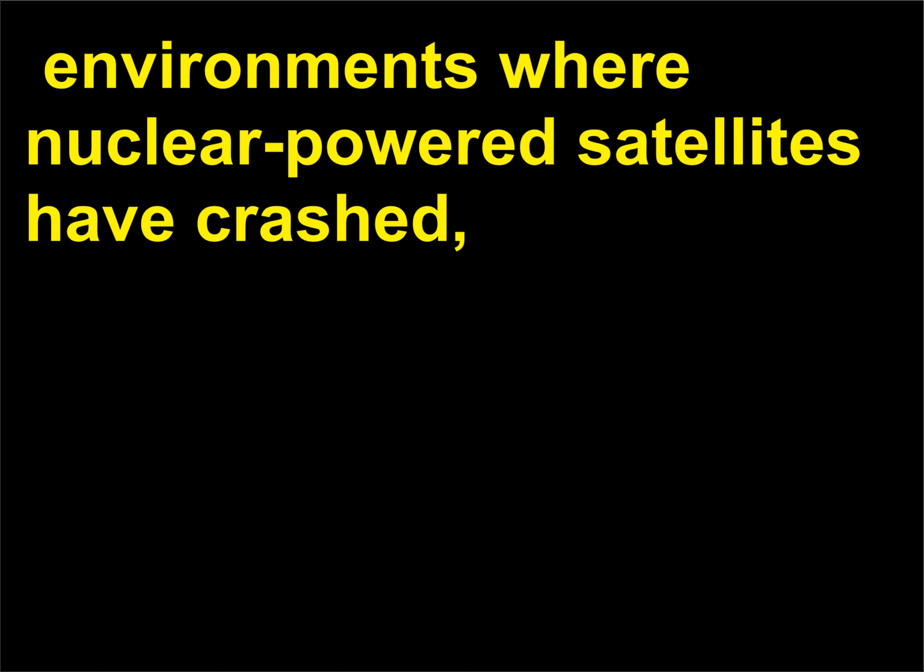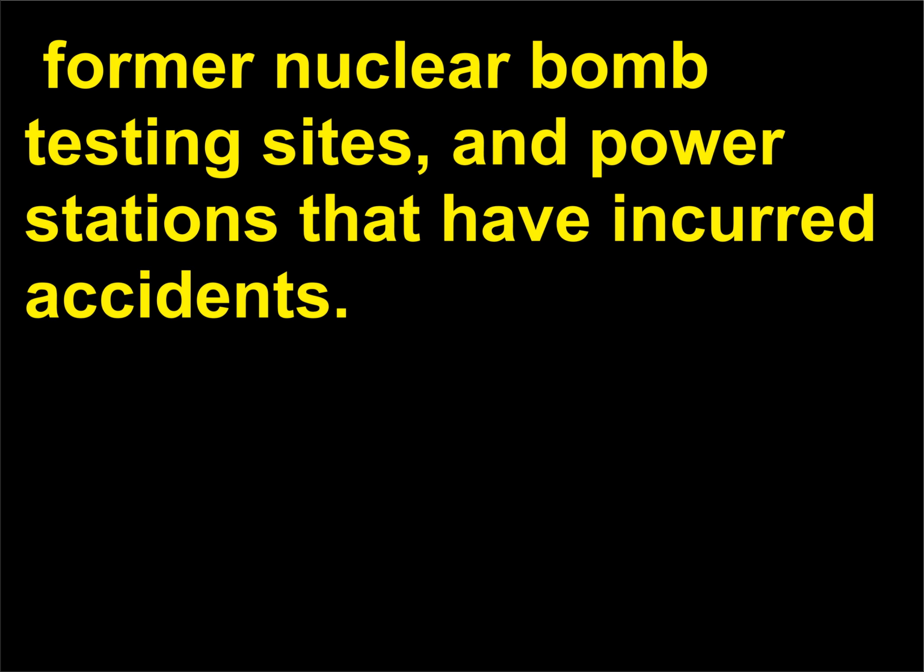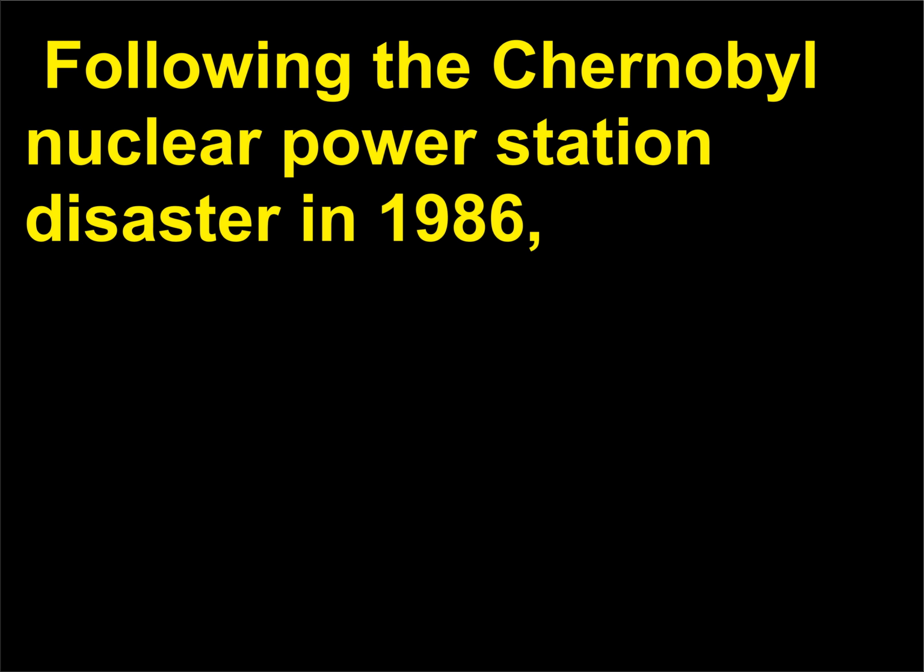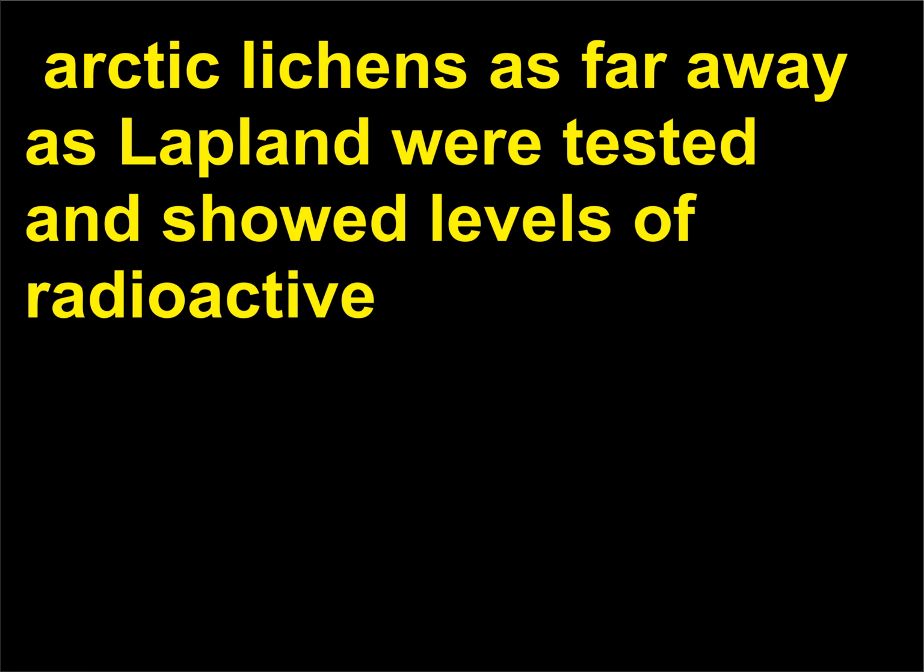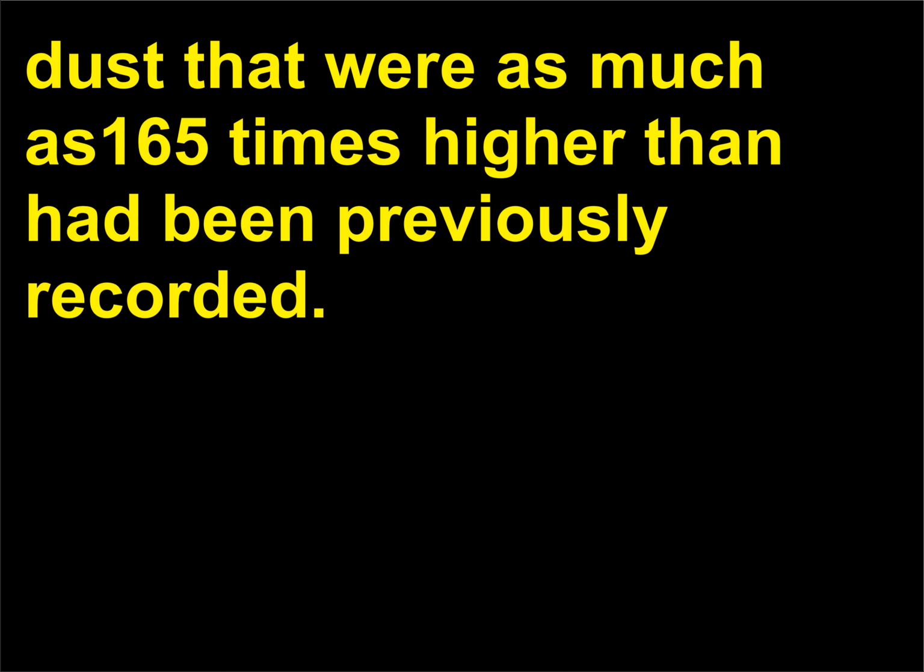Environments where nuclear-powered satellites have crashed. Former nuclear bomb testing sites, and power stations that have incurred accidents. Following the Chernobyl nuclear power station disaster in 1986, Arctic lichens as far away as Lapland were tested and showed levels of radioactive dust that were as much as 165 times higher than had been previously recorded.